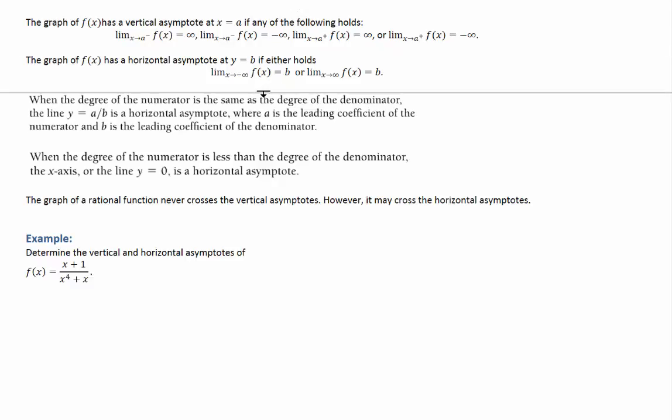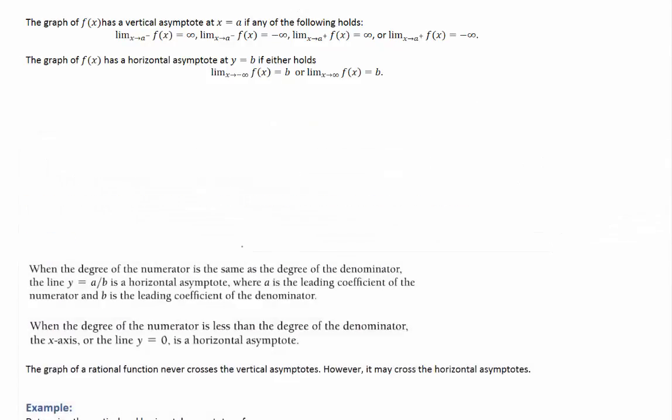Alright guys, we're going to talk about horizontal and vertical asymptotes. Let's assume we have the graph of the function y equals 1 over x. Roughly, the graph of the function looks kind of like that, with a vertical asymptote at x equals 0 and a horizontal asymptote at y equals 0.